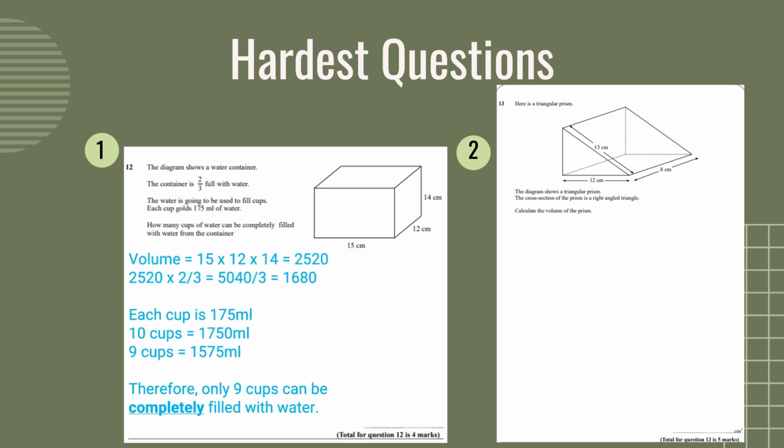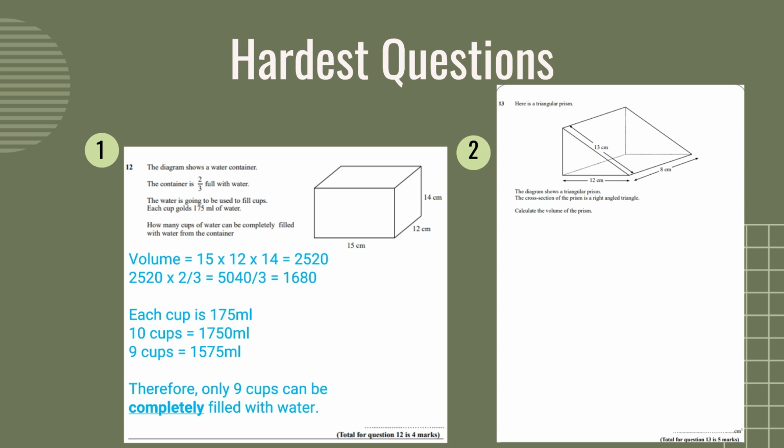First, let's work out the volume of the container. So we do 15 times 12 times 14, giving us 2,520 centimeters cubed. We then need to work out how much of the container is actually with water. So we do 2,520 times 2/3, giving us how much of the container is water, which gives us the answer of 1,680 centimeters cubed.